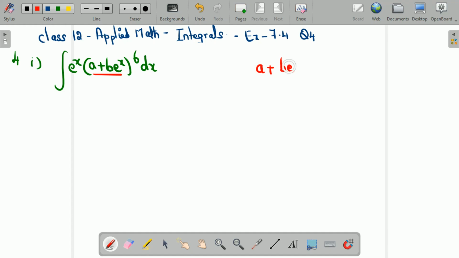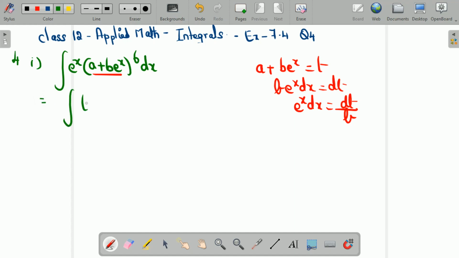So a plus b e power x is equal to t means b e power x dx is equal to dt. We already have e power x dx, so let's find the value. e power x dx is equal to dt divided by b. Now let's substitute it back in the integration. So this is t to the power 6, and e power x dx will be replaced with dt divided by b.